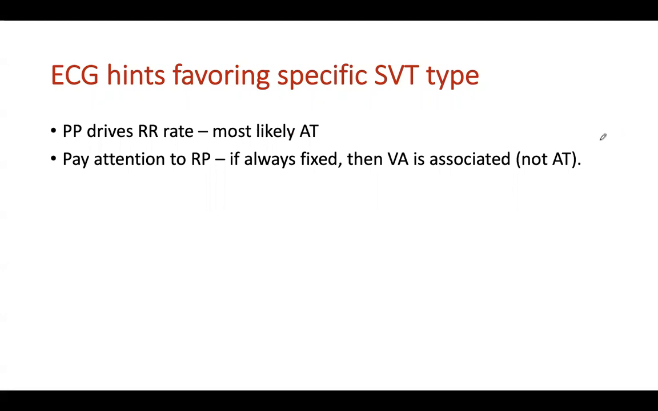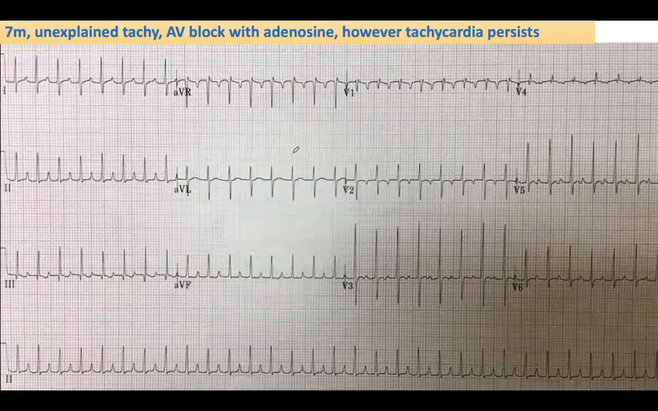One last thing, this is a little bit more difficult, so pay attention to RP. We have already mentioned this. Sometimes if PP drives the RR, this might be suggestive of atrial tachycardia. This is more difficult to figure out during an ECG.